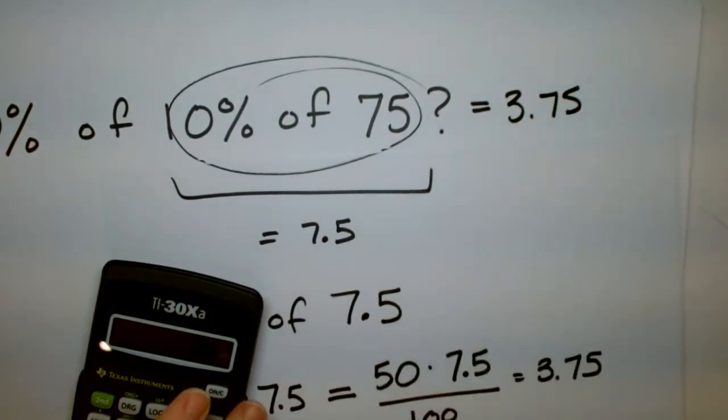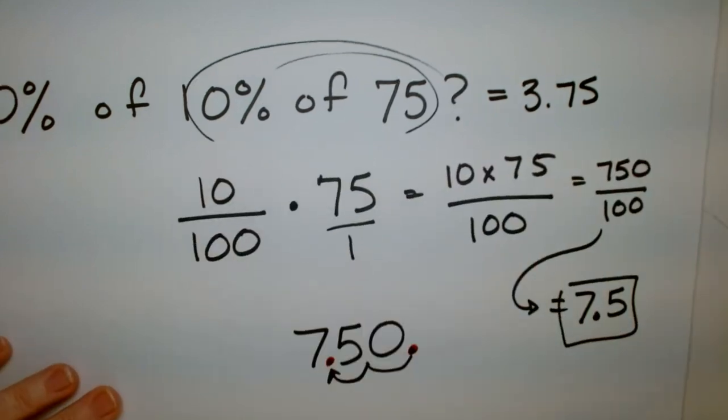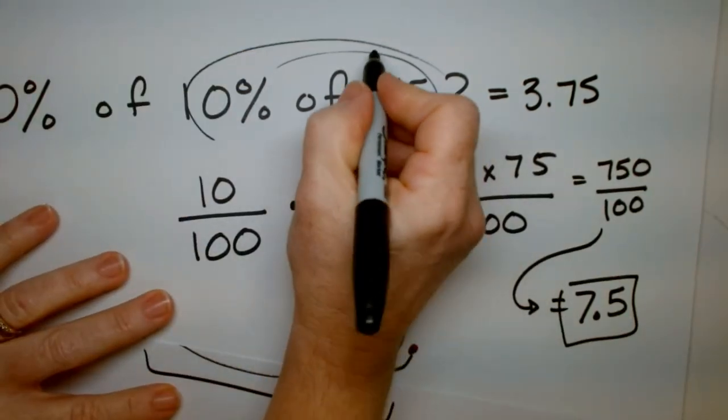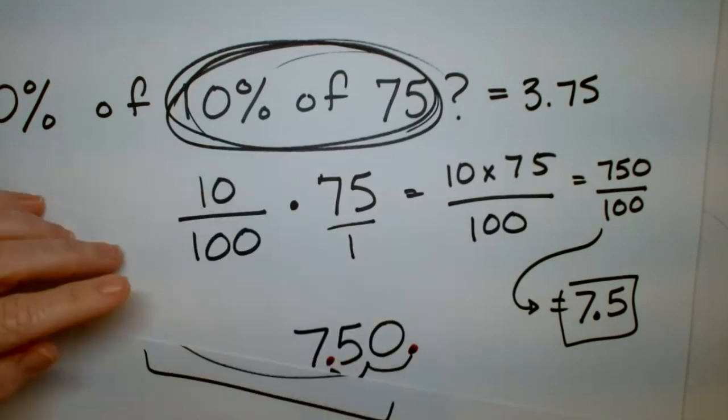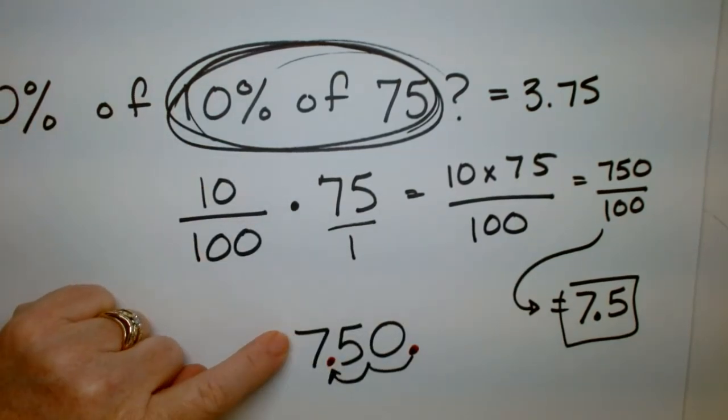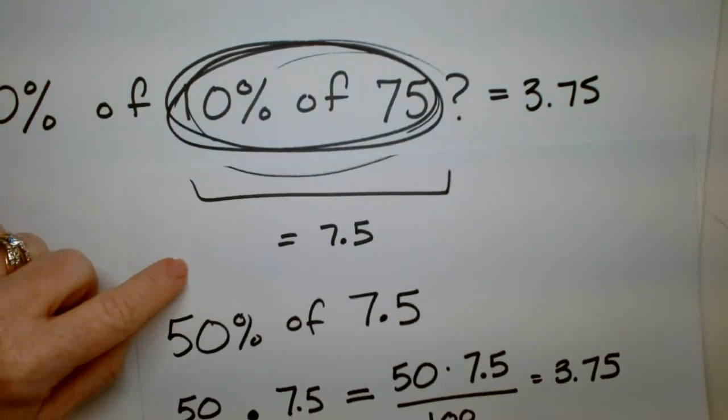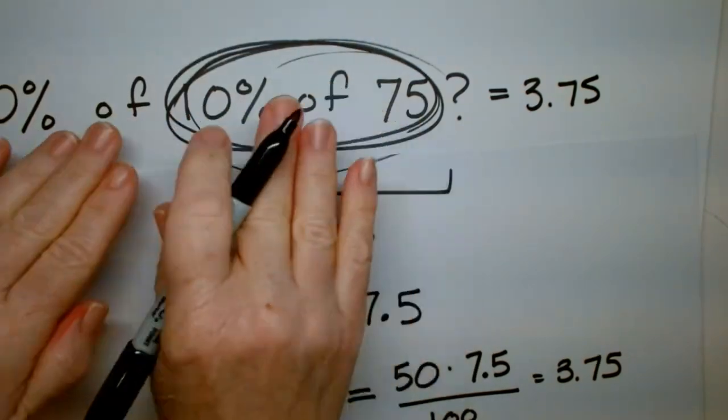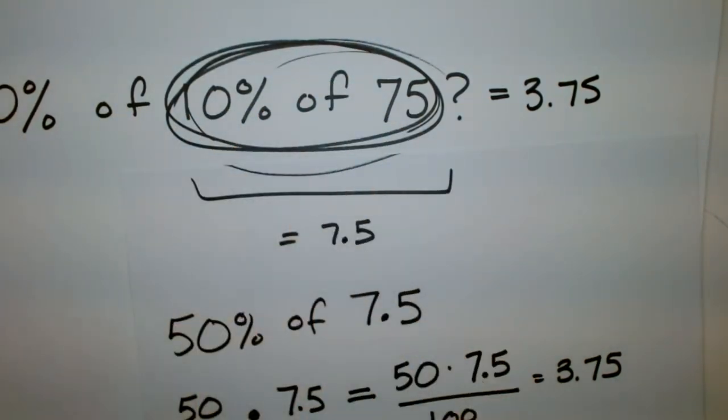All right, so you see how we did that. The first thing we did was we calculated this first part. That's what we did here. And then we said, okay, now I'm going to plug in a 7.5 here, and I'm going to say 50% of. So then it's a 2-part problem. Do you see that? It's a 2-part problem.